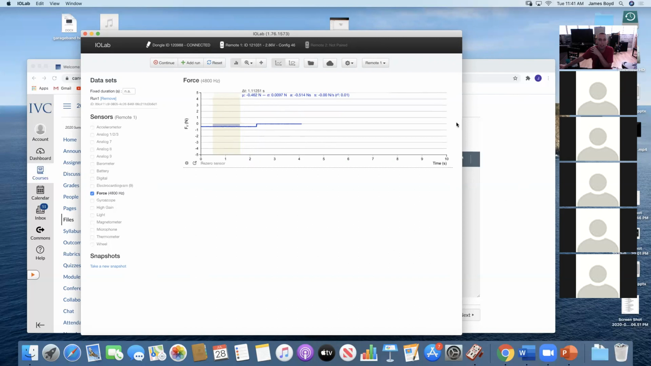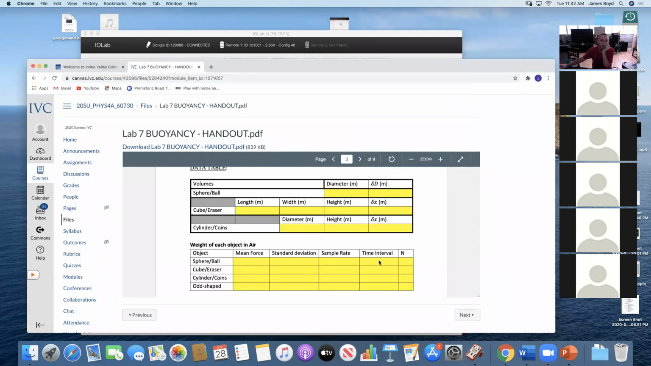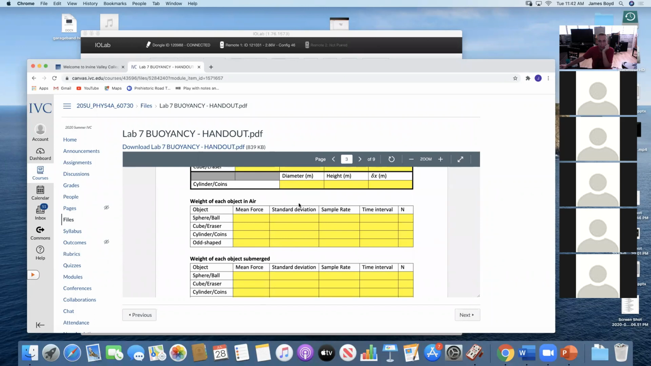Okay, so we have that. Make sure you 0 your sensor. Now, so we're going to do that for each one. You're going to write down the mean force, standard deviation, sample rate, and time interval for n.